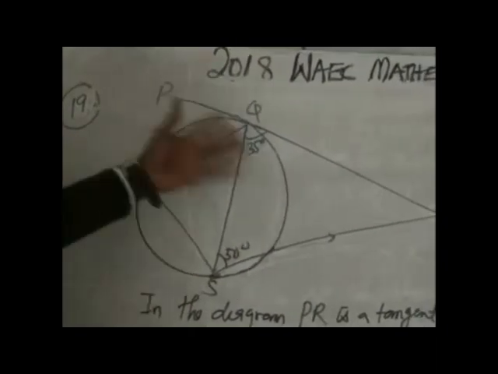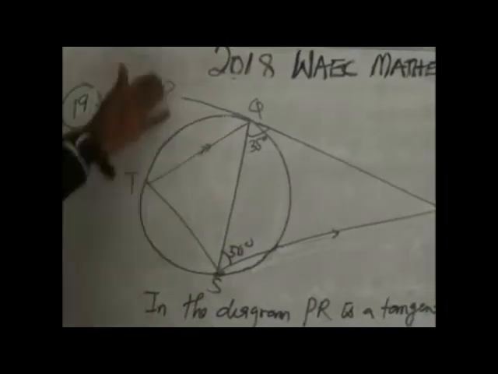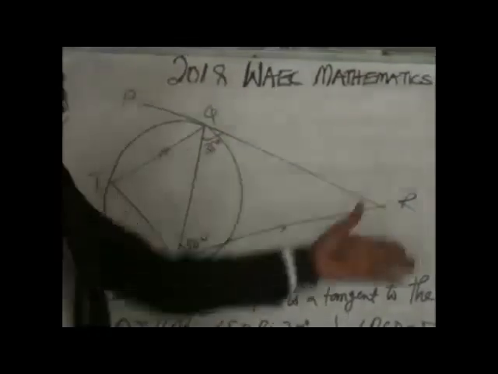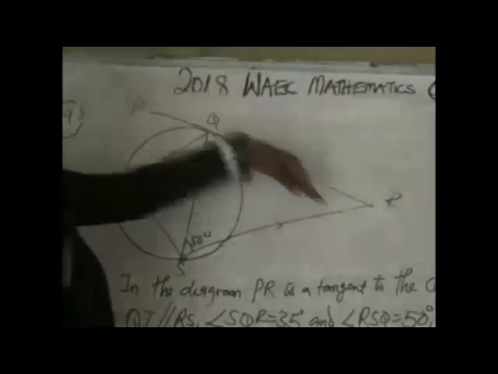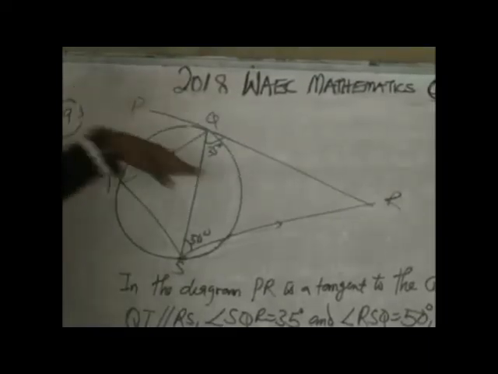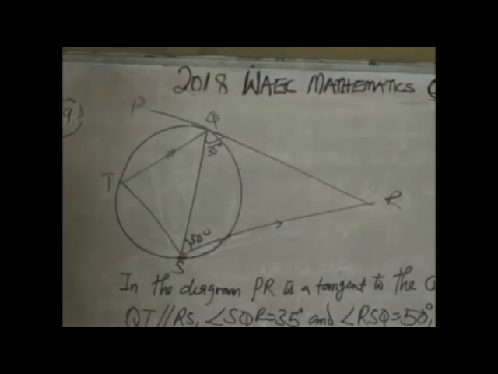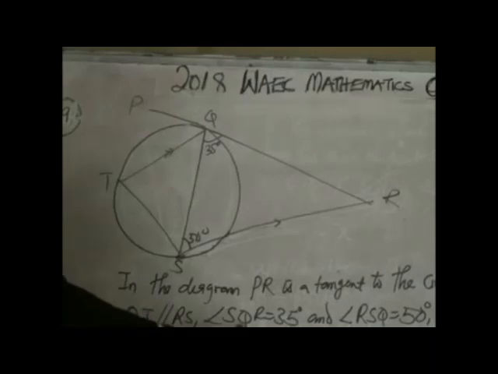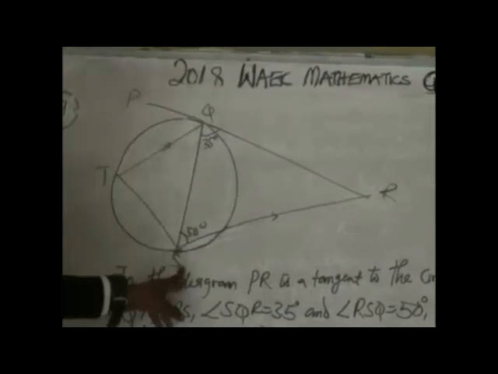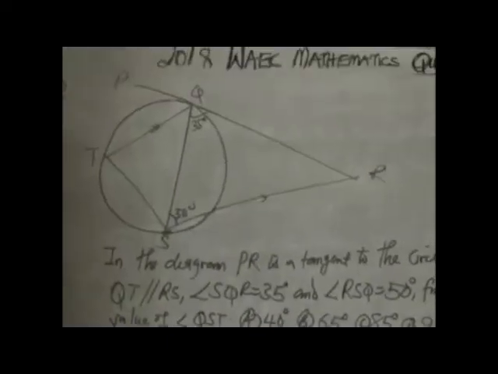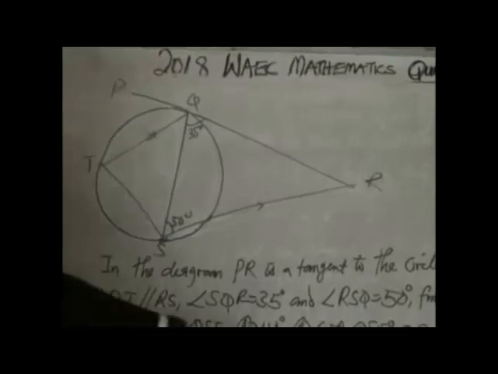Alright, this is a diagram PQR. PR is a tangent. I told you, a tangent is a line that touches the circumference of the circle, but it's not cutting across the circle. And the tangent at point Q, yes. Now, angle SQR has been given as 50. Alright, it has been given as 50. Okay.